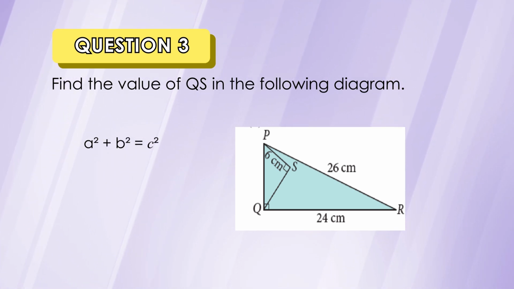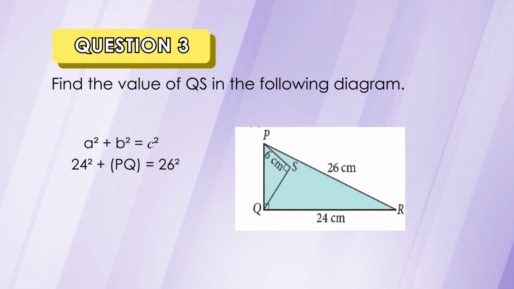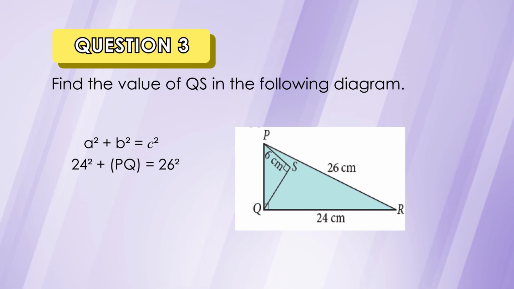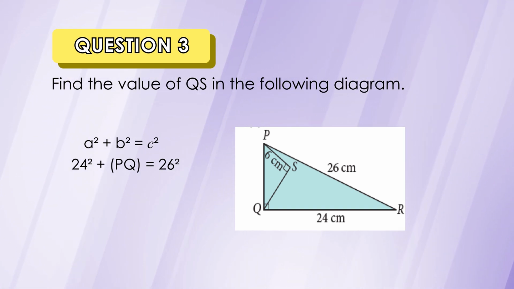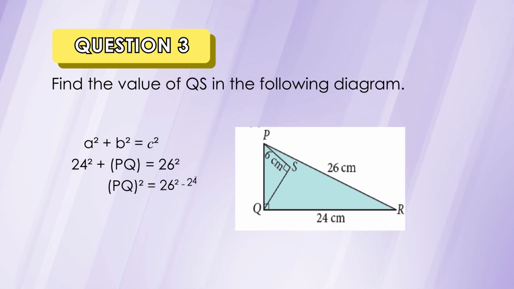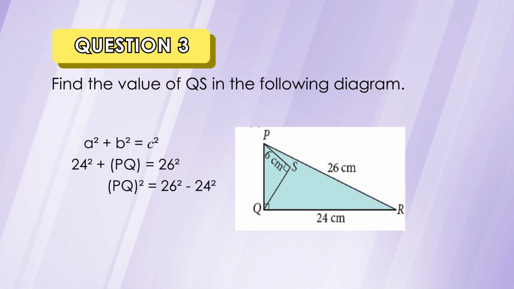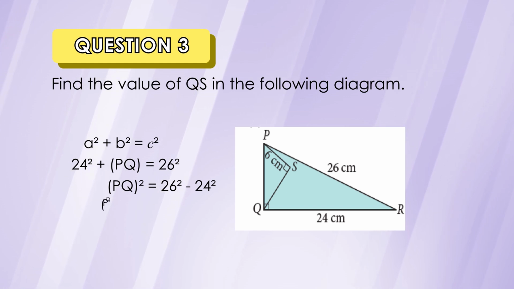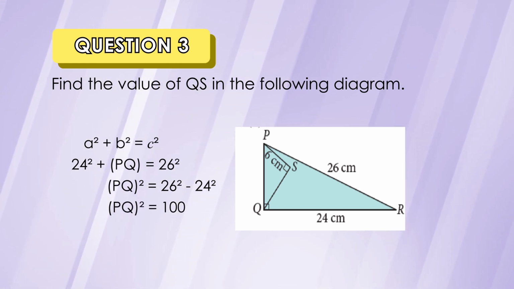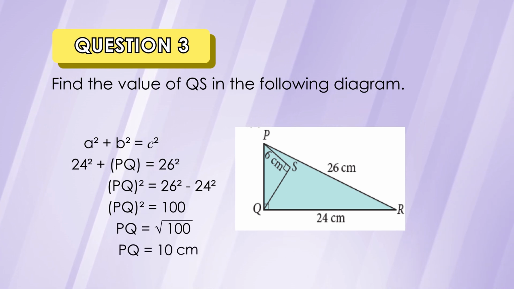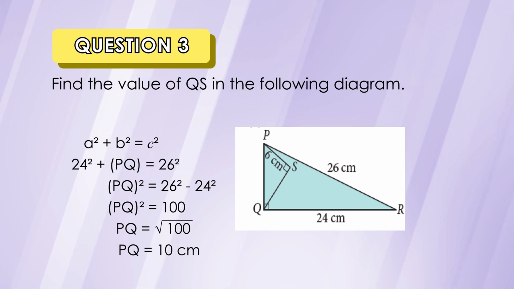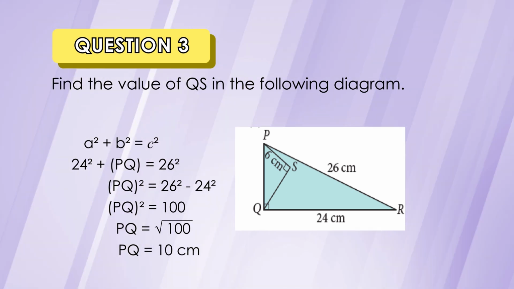We can use Pythagoras Theorem to find PQ. 24 squared plus PQ squared equals 26 squared. We need to minus 24 squared from 26 squared, which equals 100. To find PQ, we need to square root 100 and the answer is 10 centimeters. However, that is not the answer, is it?